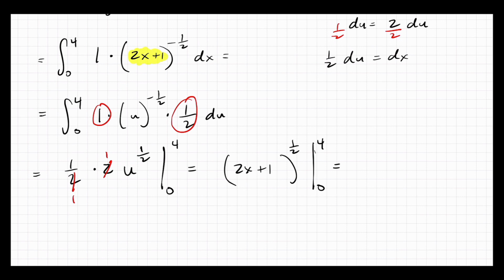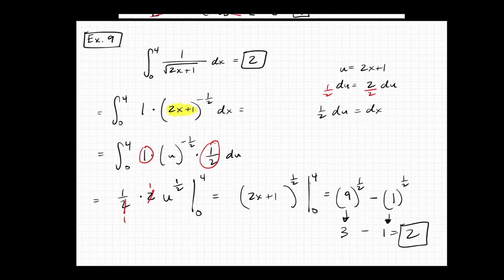So plug in 4, plug in 0, subtract your answers, you're done. When I plug in 4, I get 9 to the 1/2 power minus, and then when I plug in 0, I get 1 to the 1/2 power. When I plug in 4 here, I get 8 plus 1, which is 9. When I plug in 0 here, I get 0 plus 1, which is 1. 9 to the 1/2 power is the same as the square root of 9, 3. 1 to the 1/2 power is 1. Subtract them, and you get 2.